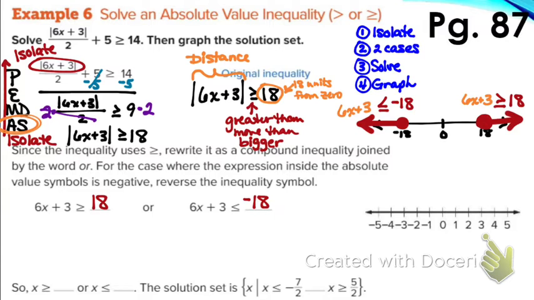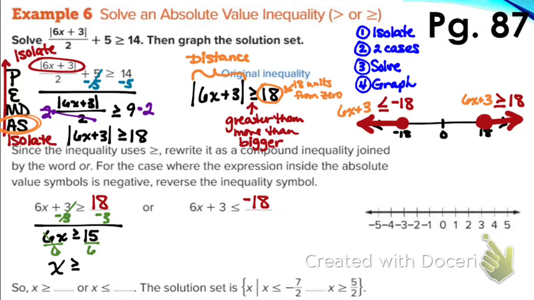What do I need to do here with the positive 18 if I want to get x all alone? Subtract 3 from both sides. Okay, what's 18 minus 3? 15. What do I do next to get x by itself? Divide both sides by 6. Do I need to flip my inequality when I do that? Why not? It's not a negative.